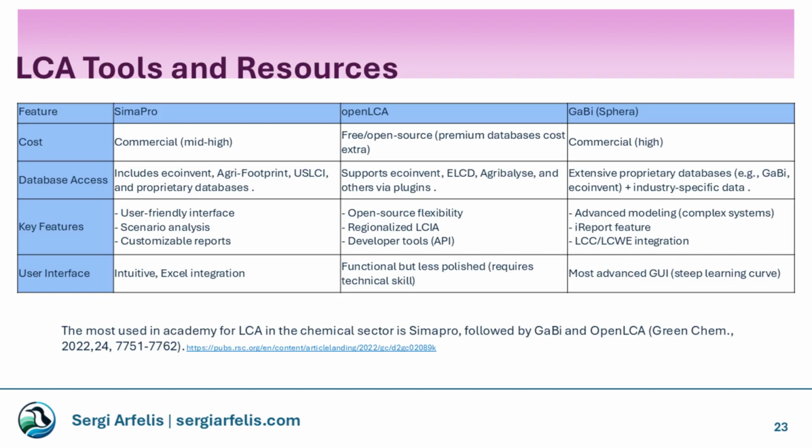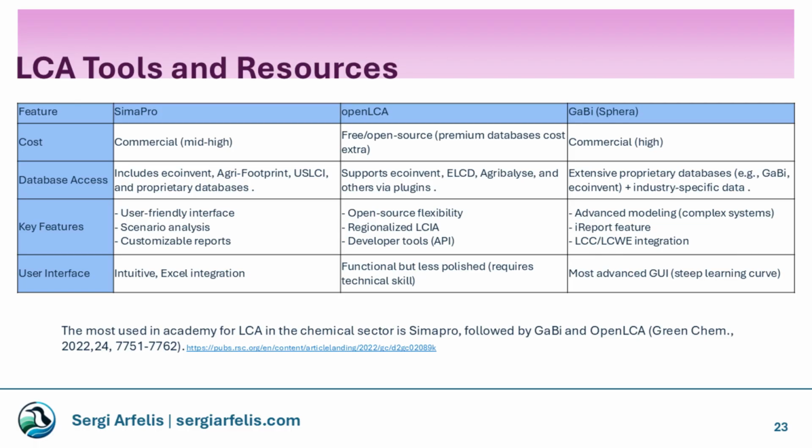GaBi, developed by Sphera, is a high-cost commercial solution known for its advanced modeling capabilities, especially for complex systems. It offers access to extensive proprietary and industry-specific databases, including GaBi and EcoInvent. GaBi's advanced features include iReport for reporting and integration with lifecycle costing, LCC, and lifecycle working environment, LCWE, analysis. Its graphical user interface is the most advanced among the three, but it comes with a steep learning curve.